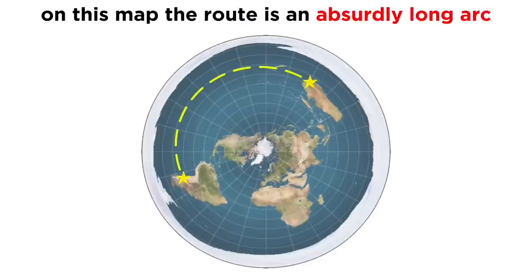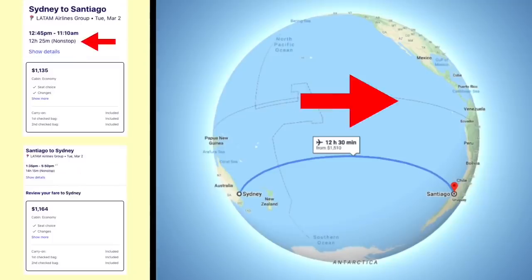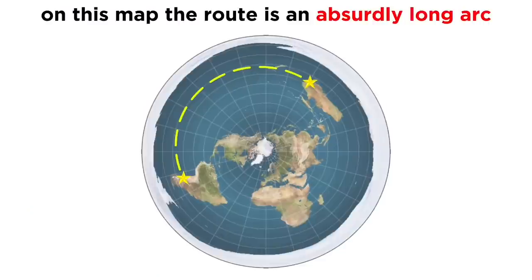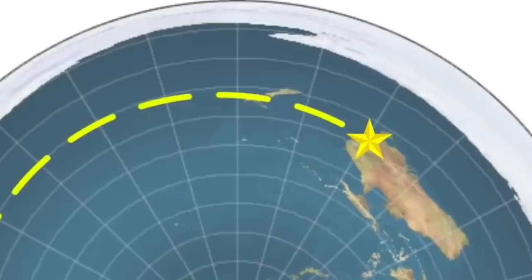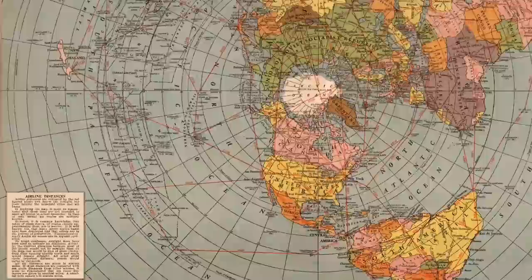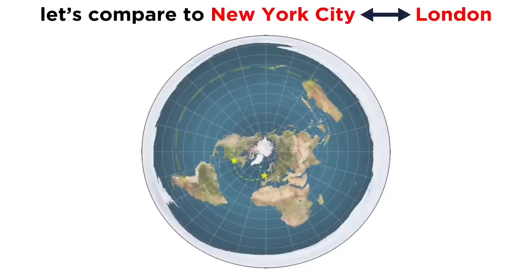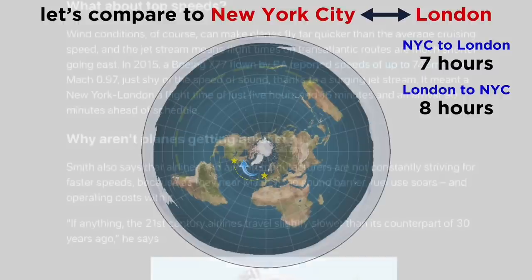On a flat Earth, that route would look like this. An absurdly long and totally unnecessary arc. For comparison, how long does it take to fly between New York City and London? It's about 7 hours going east and about 8 hours going west.